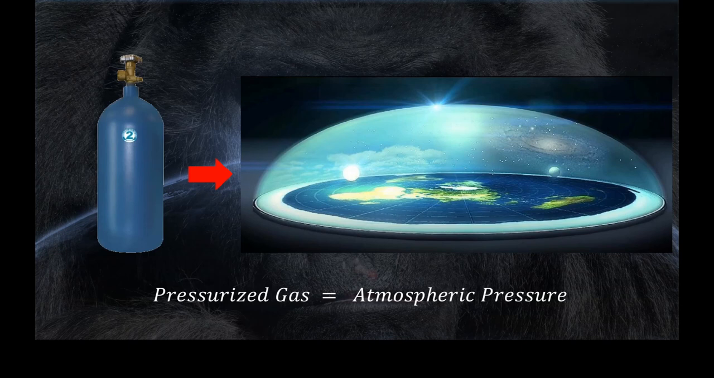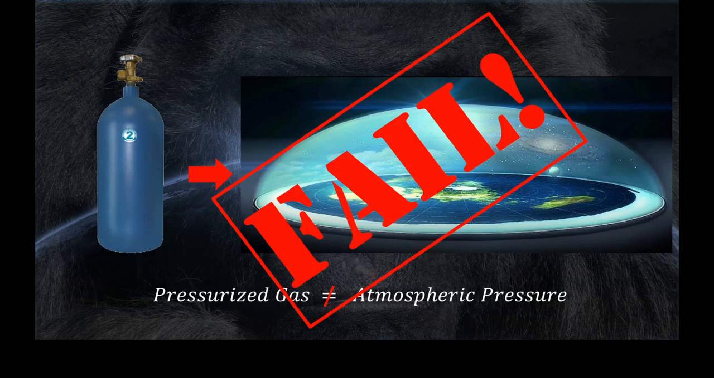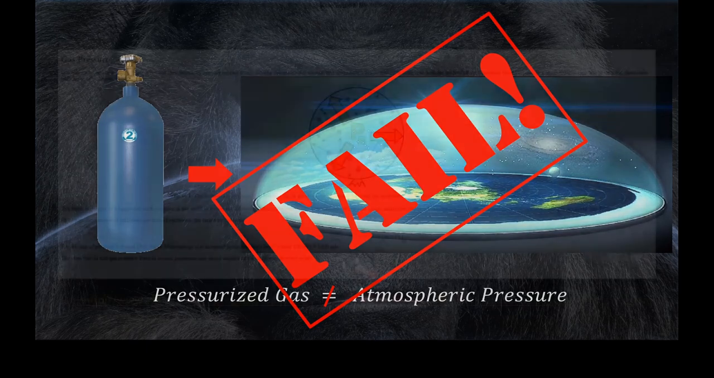Bear in mind that there's not one shred of evidence for a flat earth or a dome, yet they treat that as if it's reality. There's a phrase for that. That's called a reification fallacy. Sorry, boys. That's a fail. Let's talk about how we obtain pressurized gas and why that's different from atmospheric pressure.